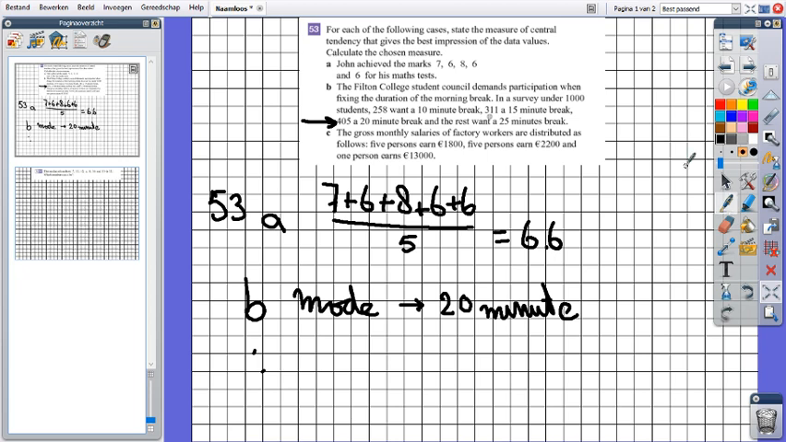Okay, we're going to continue. The gross monthly salaries of factory workers are distributed as follows. 5 persons earn 2,100 euros, 5 persons earn 2,200 euros and 1 person earned 13,000 euros. And in this case, your alarm bells should go off if you see such a big number like this, right? Those are all numbers that quite look like each other. And then all of a sudden, we get the 13,000.